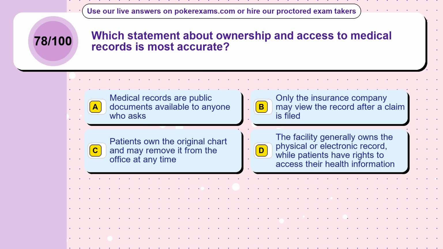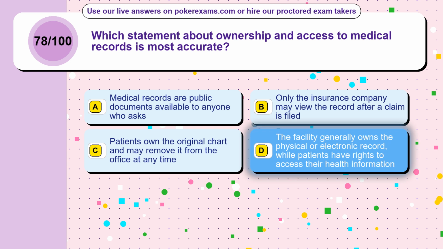Question 78. Which statement about ownership and access to medical records is most accurate? Option A. Medical records are public documents available to anyone who asks. Option B. Only the insurance company may view the record after a claim is filed. Option C. Patients own the original chart and may remove it from the office at any time. Option D. The facility generally owns the physical or electronic record, while patients have rights to access their health information.